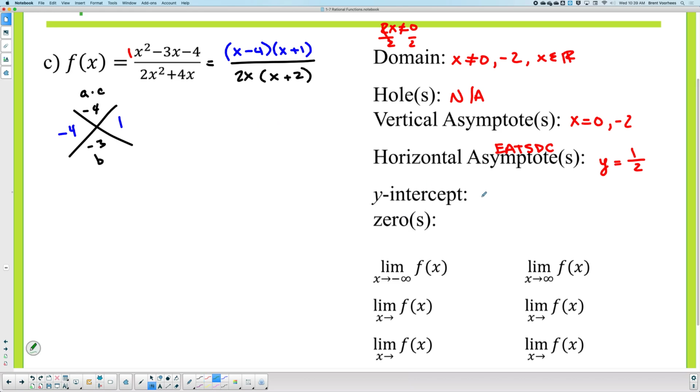For a y-intercept, I'm going to plug in 0. I'm going to use the factored form. What will this become when I plug a 0 in there? It'll be -4 times 1 over 2 times 0 times 2. That's -4 divided by 0. Can I divide by 0? No. So this does not exist. You can't do that. So no y-intercept. It will not cross the y-axis.